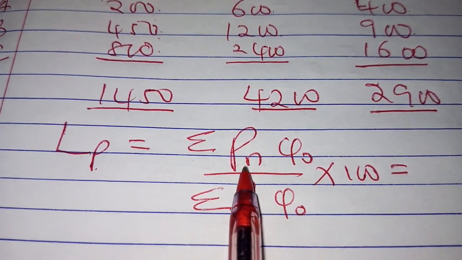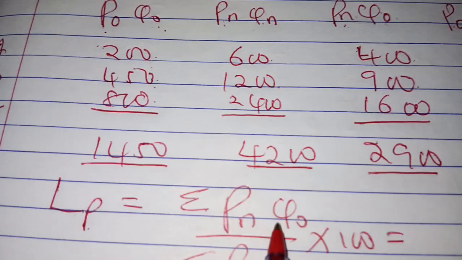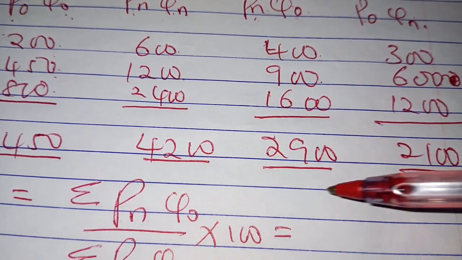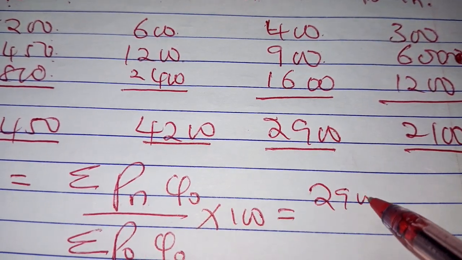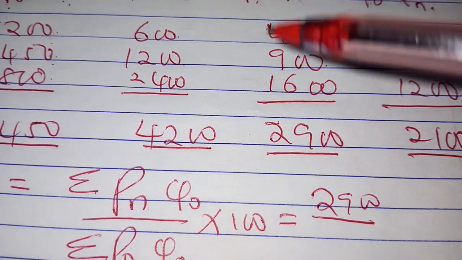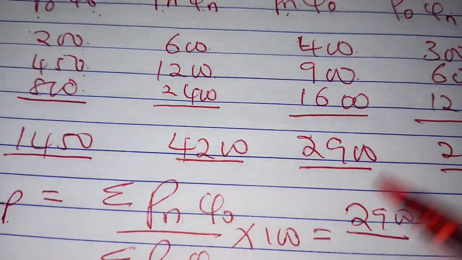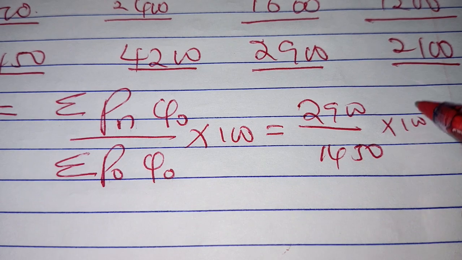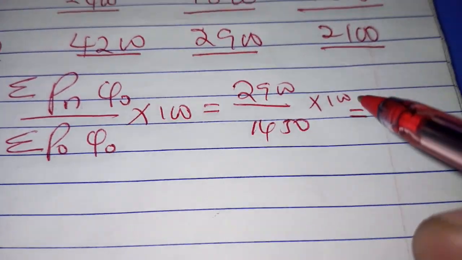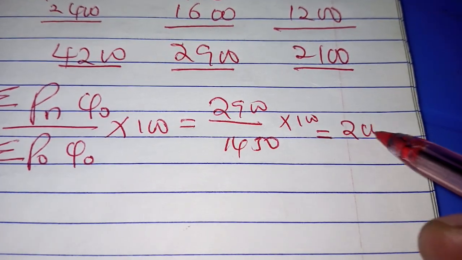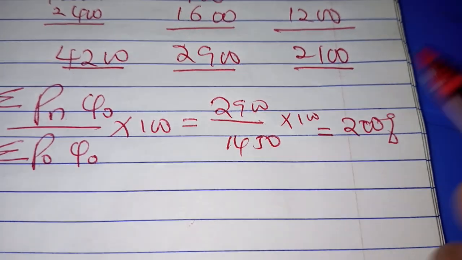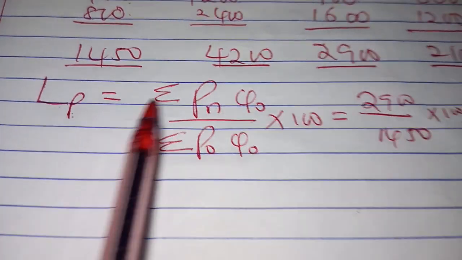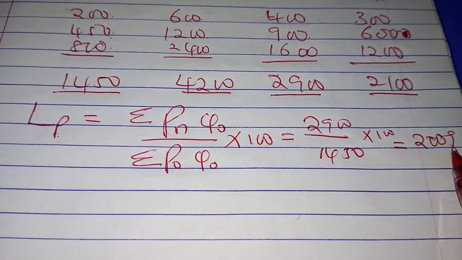We shall remember the summation of PNQO as shown here. The summation of PNQO is 2900. This becomes 2900 divided by POQO, which is 1450. Then we multiply by 100. This gives me 200%. So the LP, the Laspeyres price index, is 200%.